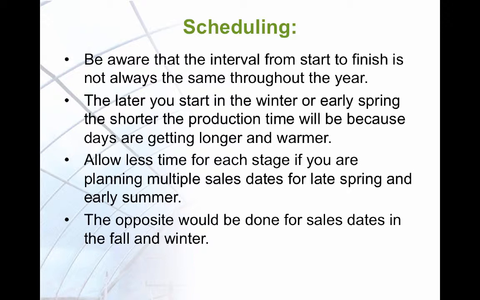The production time for a crop is not the same all the time. You have to keep in mind that seasonal climate changes will affect the growth of greenhouse plants. Production time is longer in the winter than in spring because of changing day length and temperatures, which impacts the greenhouse environment too. You allow more or less time for production depending on the time of year.